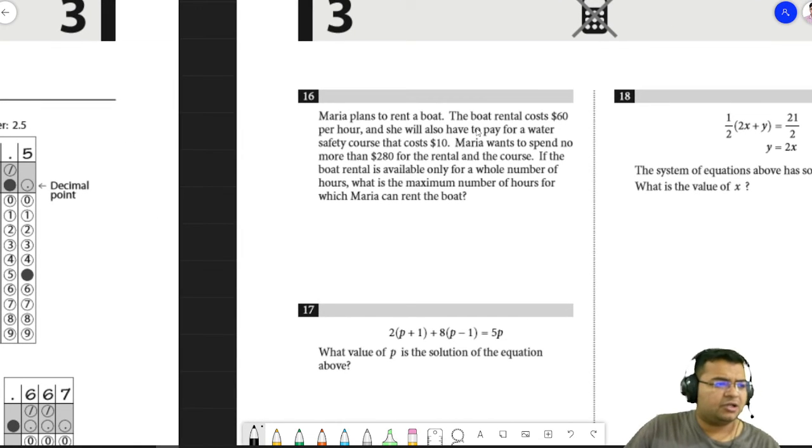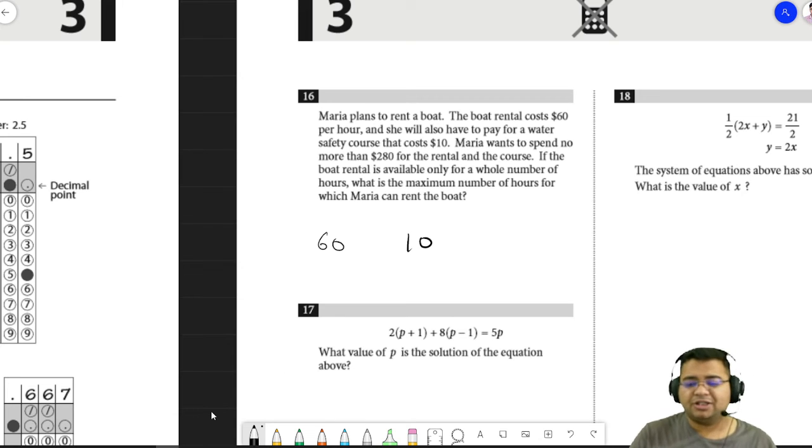Okay. Maria plans to rent a boat. The boat rental costs $60 per hour, and she will also have to pay for a water safety course that costs $10. Fine. So $60 is the dynamic costing per hour, and the $10 is the static costing that she will have to pay every time. Maria wants to spend no more than $280 for the rental and the course. If the boat rental is available only for a whole number of hours, what is the maximum number of hours for which Maria can rent the boat?